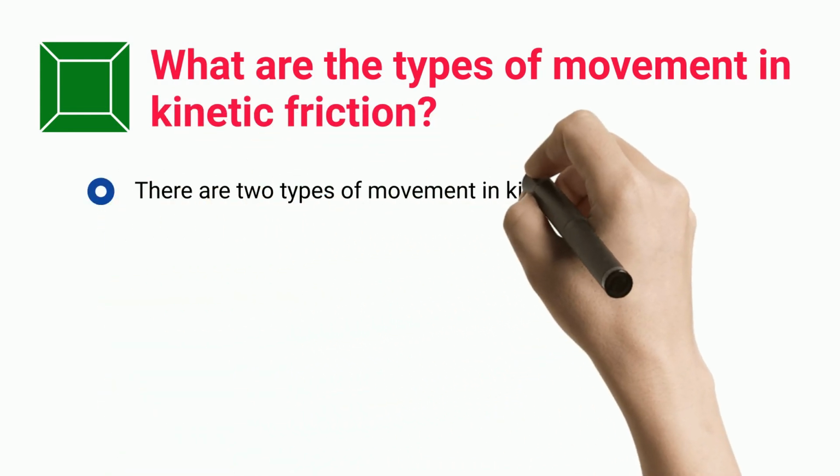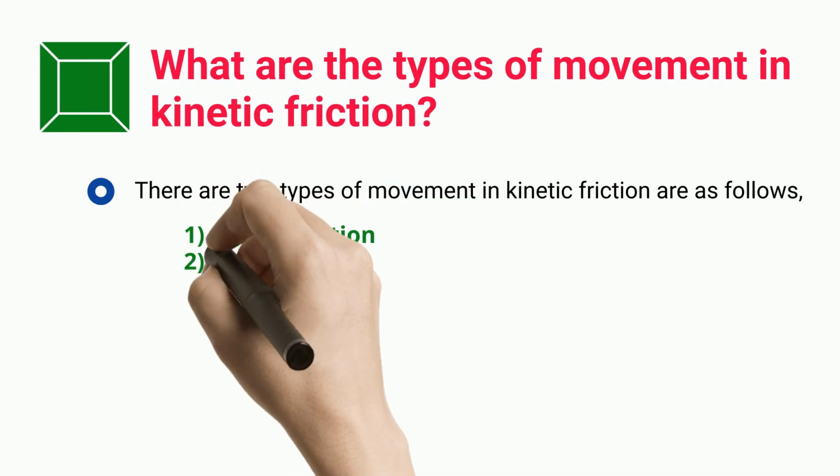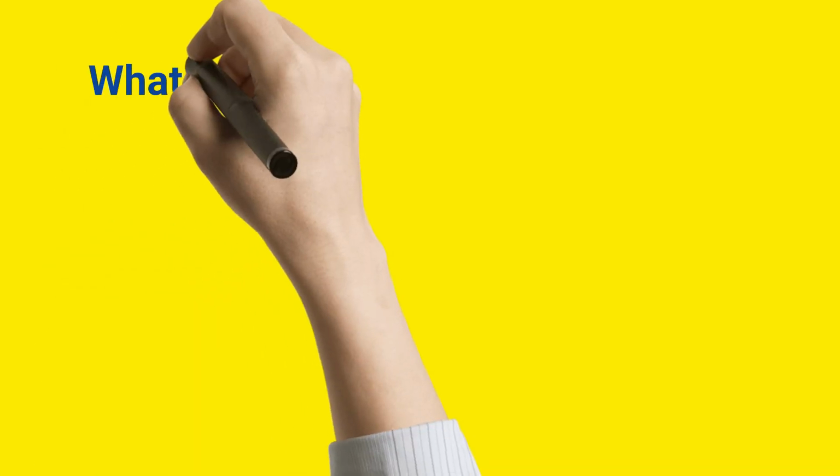What are the types of movement in kinetic friction? There are two types of movement in kinetic friction, as follows: sliding motion and rolling motion.